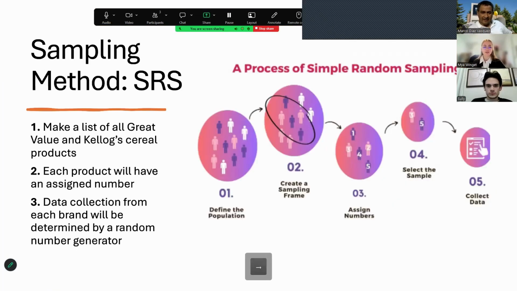Our sampling method was a simple random sample so that we could use all of the different portions. We made a list of all the Great Value and Kellogg cereal products, and each product had an assigned number, and the data collection from each brand was determined by a random number generator.